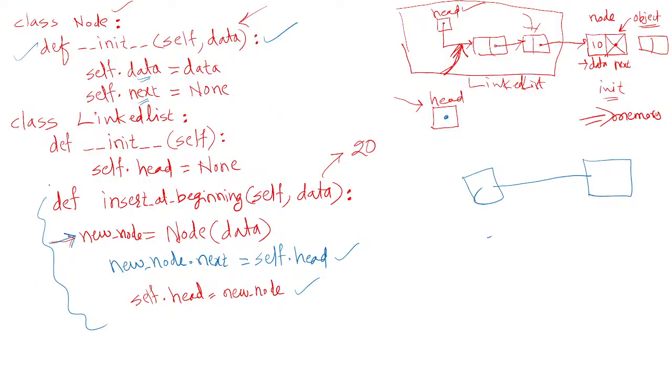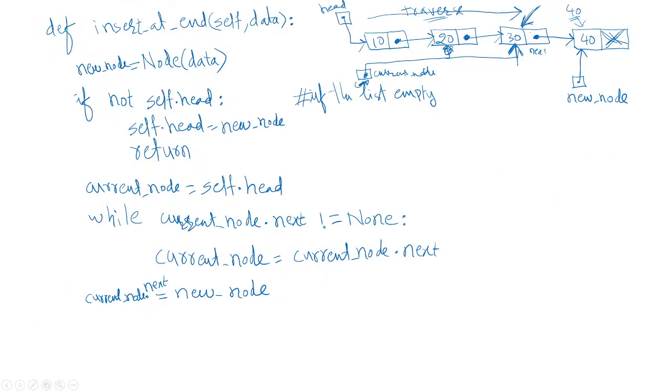Then the linked list class we defined. This is only the class definition. So how to write the main code here? Now the main code should be written like this. In the main code, the first thing you need to do is create an object for the linked list class. How do we create an object for the linked list class? By just calling the constructor here. So you say linked list, and call it L list.